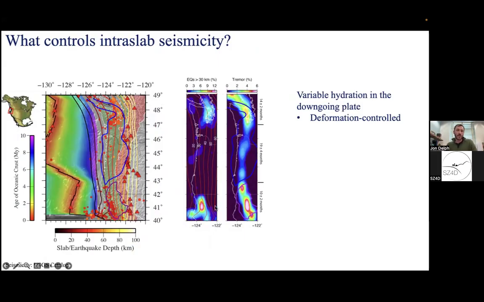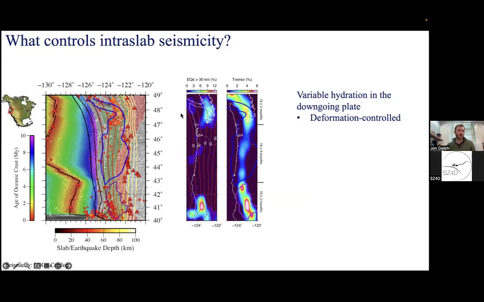So in northern and southern Cascadia, right, the Juan de Fuca plate prior to subduction underwent a lot of deformation and was more hydrated than the lithosphere that subducts below central Cascadia today. So this is going to be primarily controlled by deformation that occurs prior to the subduction of our oceanic lithosphere.